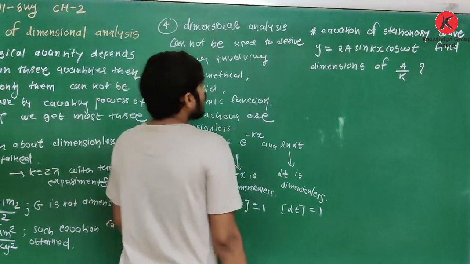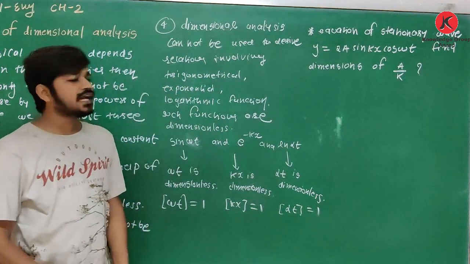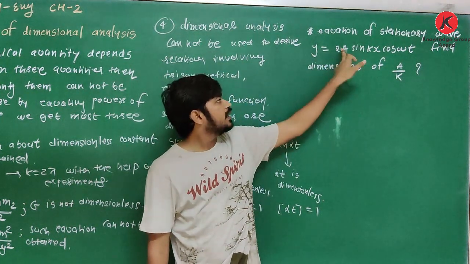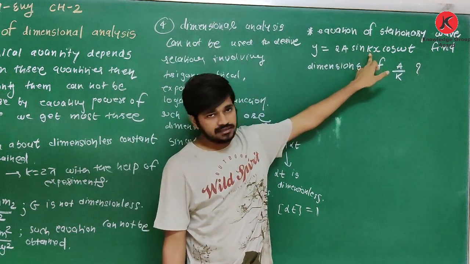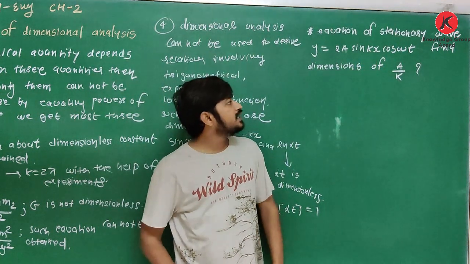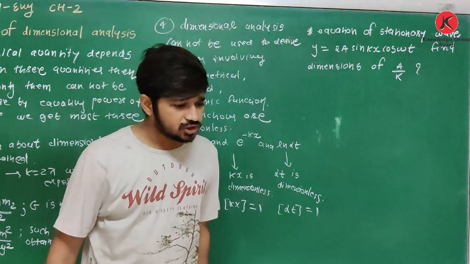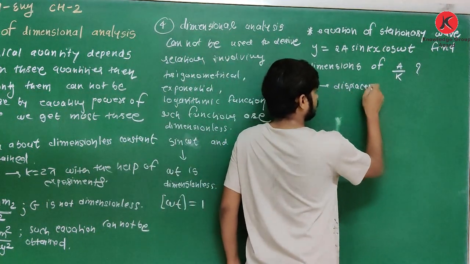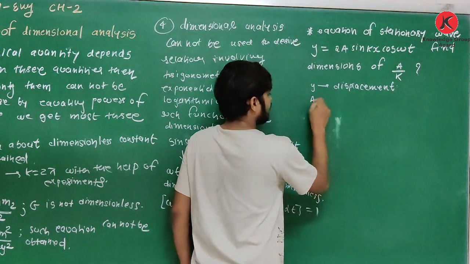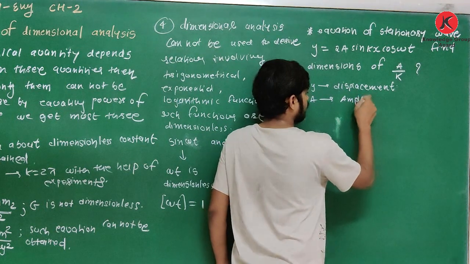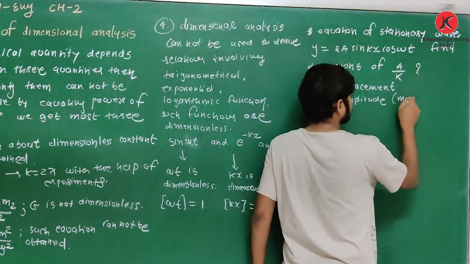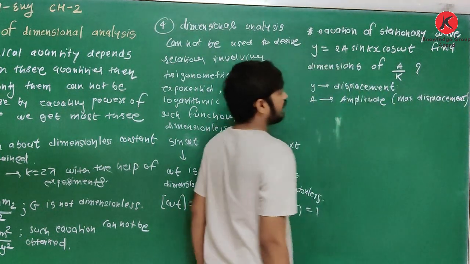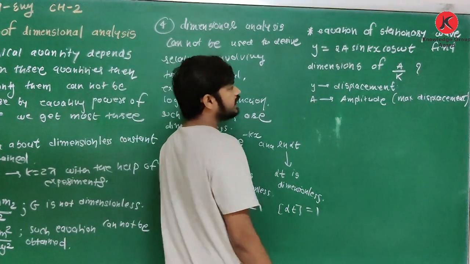See, here it is. The equation of a stationary wave is y is equal to 2a sin kx cos omega t. Find the dimensions of a upon k. Y is displacement, a is amplitude, x is distance, t is time. You have to find the dimensions of a and k. What is y? Y is displacement. A is amplitude. Now amplitude means what? Amplitude means maximum displacement.